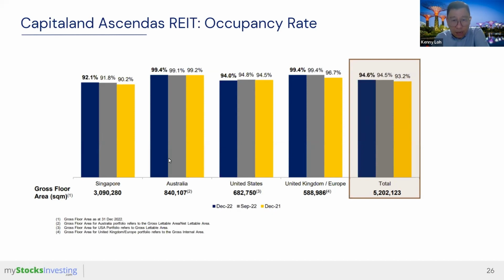Okay, the yellow color is the COVID period. You can see that actually the occupancy rate is slowly increasing, 90.2, 91.8, 92.1. Okay, increasing. All other regions show a similar trend, right? Except the US is flat. So all in all, the occupancy rate is on a growth trend. If we continue this growth path, it's expected the occupancy rate could continue to improve. That will also help in the dividend payout.